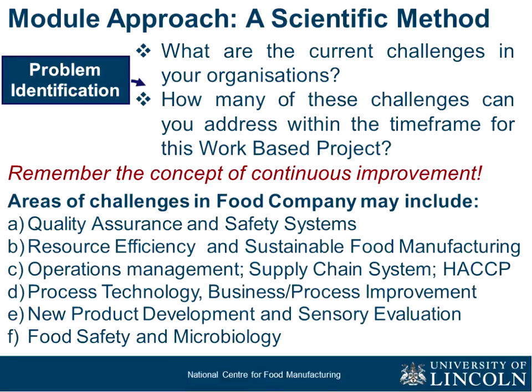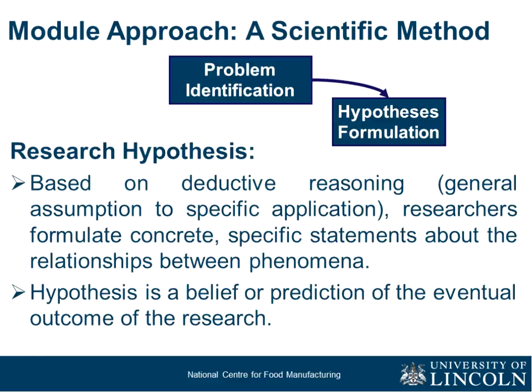Now, that's all about resource efficiency, operation management, then process technology, new product development, and sensory evaluation. You want to develop a new product; you can call this an area of research. Safety and microbiology is an area of research. So these are the possible areas you can look into to improve your organization, and from there you identify your problem and you go to hypothesis formulation.